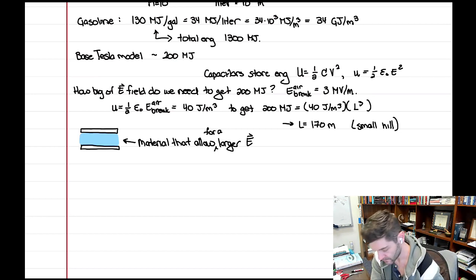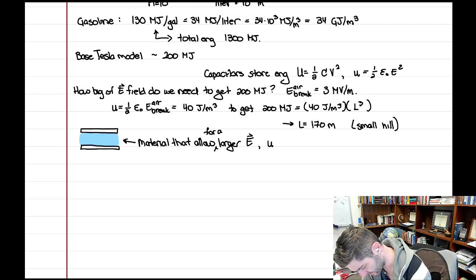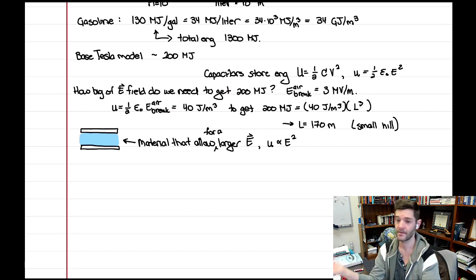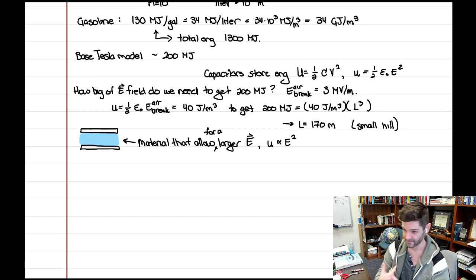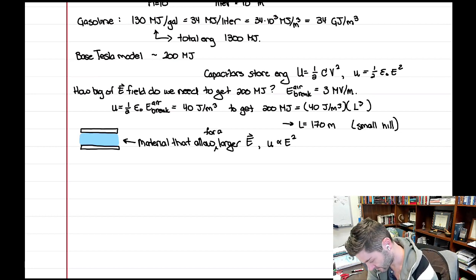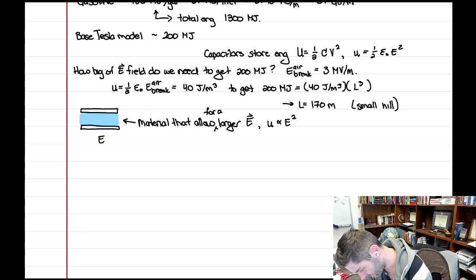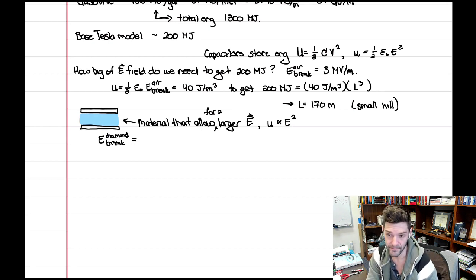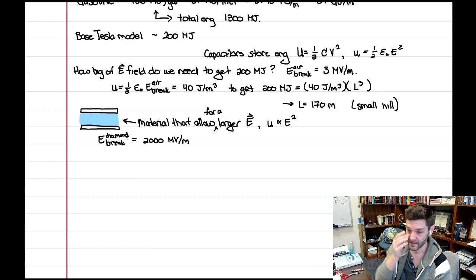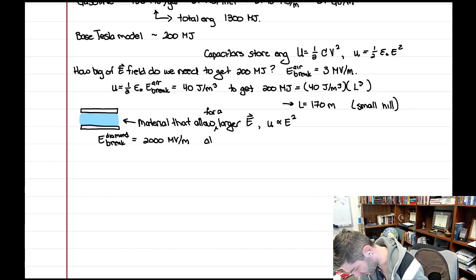Then maybe that works. Because again, the volume density is proportional to E squared. So if I can get an electric field that can be 10 times larger, E squared becomes 100 times larger. So you get more bang for your buck if I can make the electric field as large as possible. So for example, you might use something like diamond. For diamond, the breakdown is not 3 megavolts per meter, but something more like 2,000 megavolts per meter. Again, almost a factor of 1,000 larger.